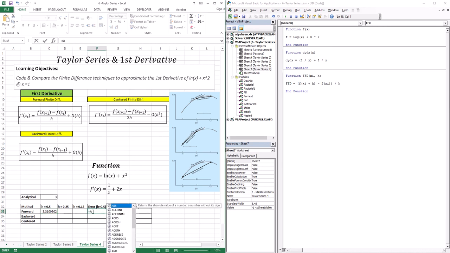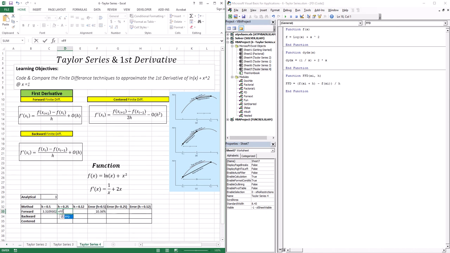I'm going to say the absolute value of, opening two parentheses, the true value minus the approximate value divided by the true value. So I have 10.36% error. Now let's see the effect if I actually use 0.25 as my step size.